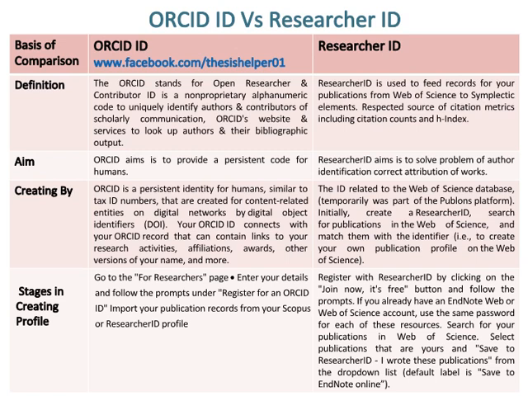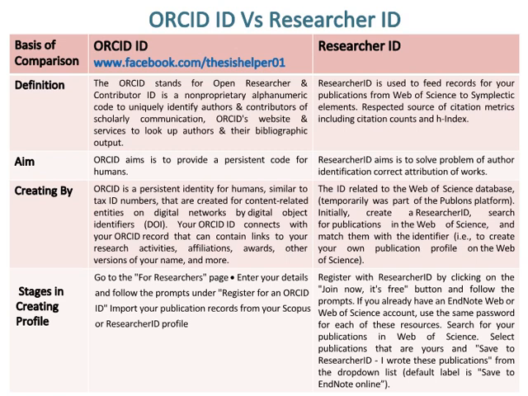Your ORCID ID connects with your ORCID record that can contain links to your research activities, affiliations, awards, other versions of your name, and more. Whereas the ID related to the Web of Science database was temporarily part of the Publons platform. Initially, create a Researcher ID, search for publications in the Web of Science, and match them with the identifier, that is, create your own publication profile on the Web of Science.